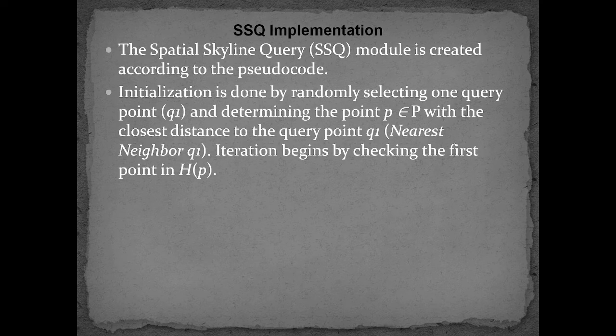SSK implementation. The SSK model is created according to the pseudocode. Initialization is done by randomly selecting one query point and determining the point with the closest distance to the query point. Iteration begins by checking the first point in each.